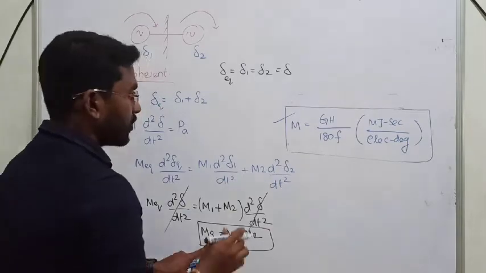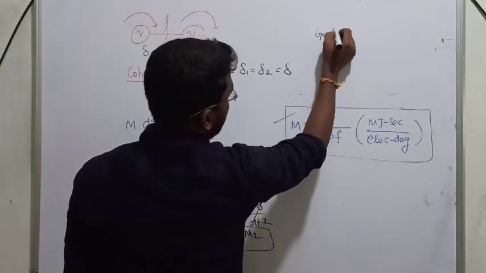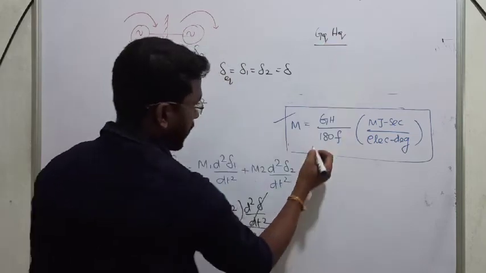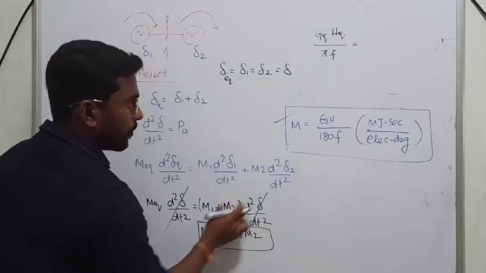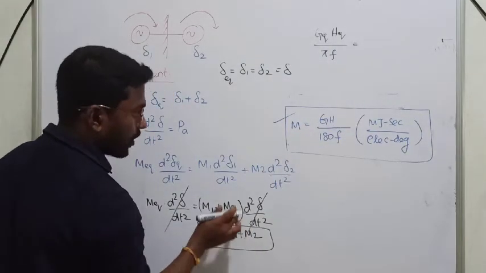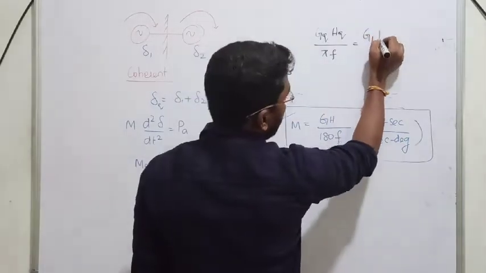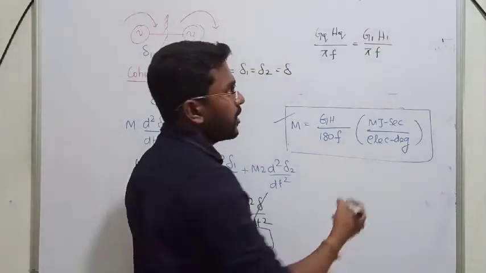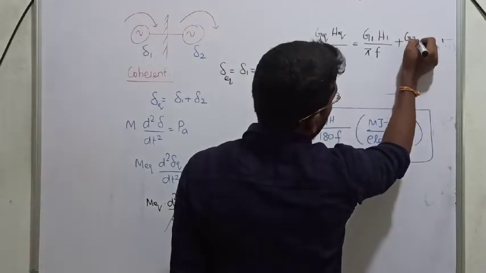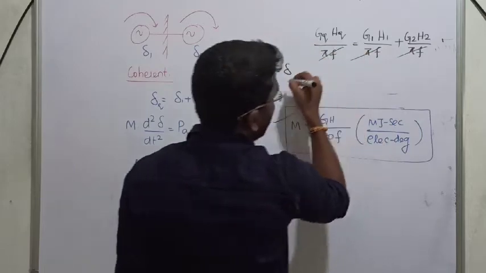How? Take this equation. M equivalent can be replaced by g equivalent into h equivalent divided by 180 f or pi into f. I am replacing m by this derivation. In this step I substitute. Then how will you write m1? M1 means MVA rating of alternator 1 into inertia constant of alternator 1 divided by pi f, frequency remaining constant, right? Plus MVA rating of alternator 2 into inertia constant of alternator 2 divided by pi f. Anyway, pi f gets cancelled out.